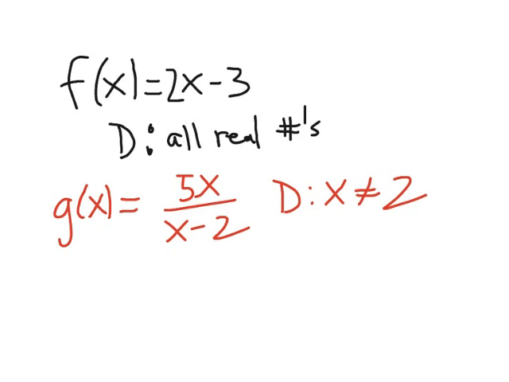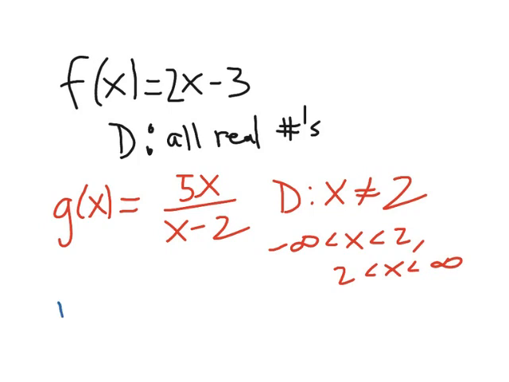Now, this is sometimes written this way, too. Negative infinity less than x less than 2, 2 less than x less than infinity. I think it's a hard way to write it, so I don't write it that way. I would just write x is not the number 2.